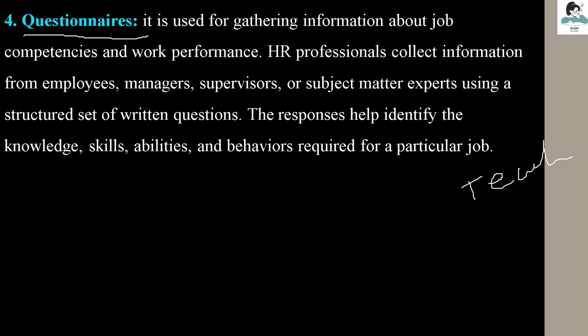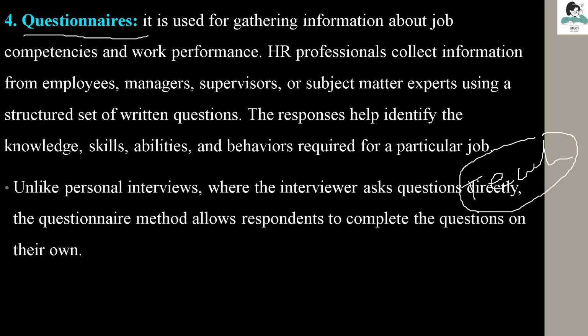After analyzing the responses, the school identifies the competencies a teacher should have: subject knowledge, classroom management, communication skills, patience level, creativity skills. So a teacher should have all these types of competencies. Next, unlike a personal interview, it is used for gathering information about job competencies and work performances.